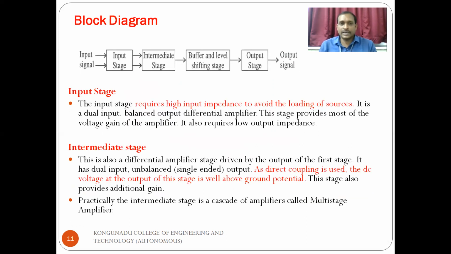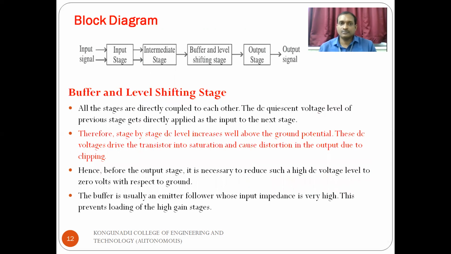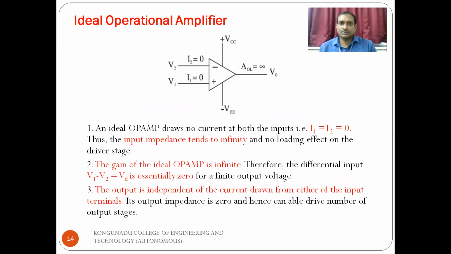This is the block diagram of the operational amplifier. It consists of an input stage, intermediate stage, buffer and level shifting stage, and output stage. Characteristics of the ideal operational amplifier: I1 and I2 are equal to 0. That is, it has high input impedance, so no current flows between the input terminals and there is no loading effect on the driver stage.